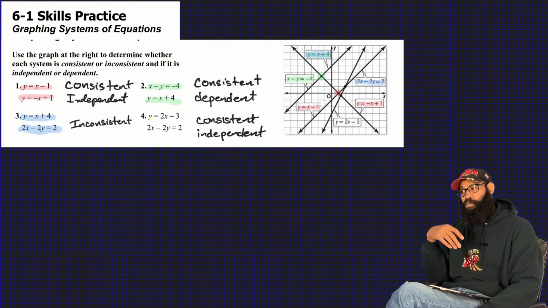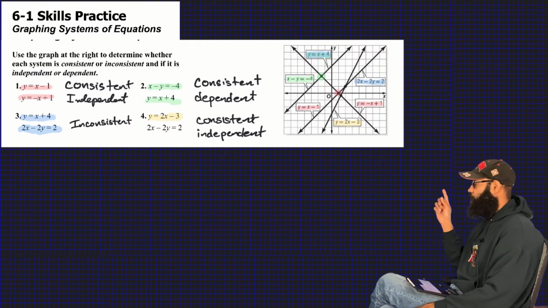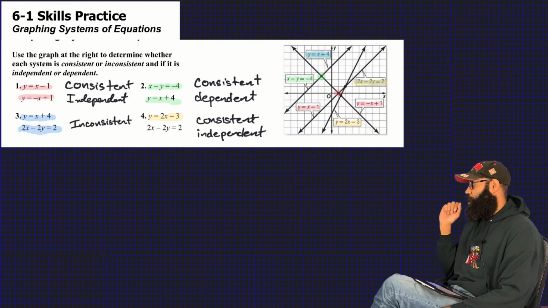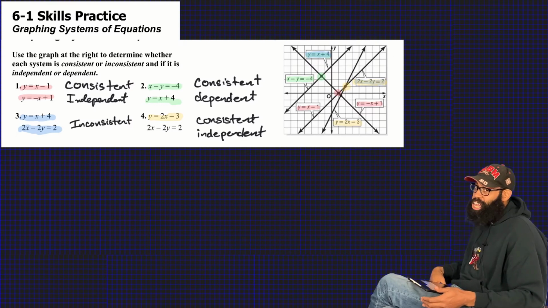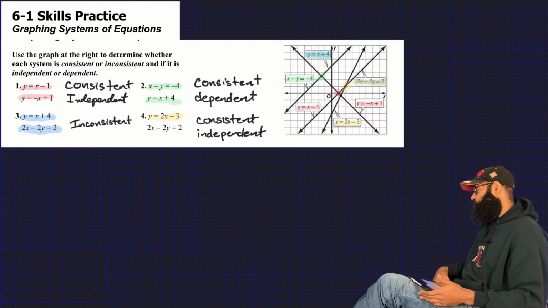And then lastly, of course, what happened in our last one, they didn't cross at all. I'm sorry, not our last one, our third one, our one in blue there. You'll notice that those two lines do not cross, and they don't cross because they are parallel. Good. All right, guys, I feel good about this first section.